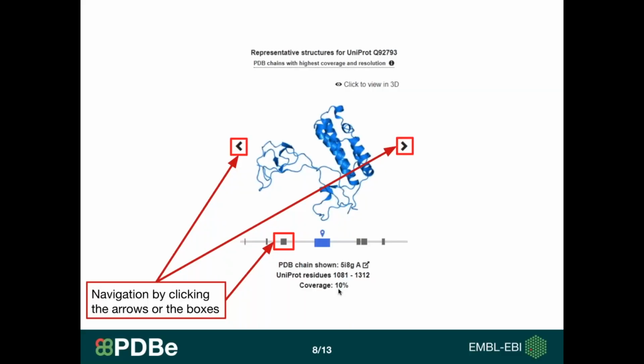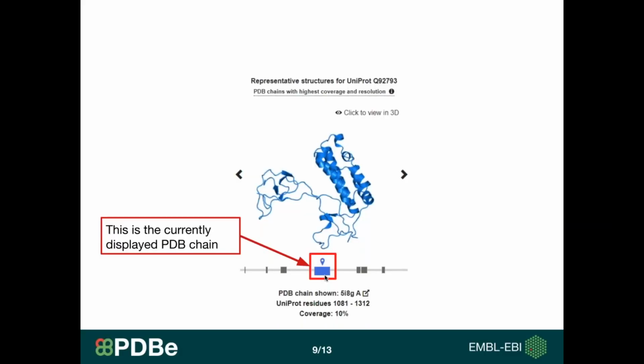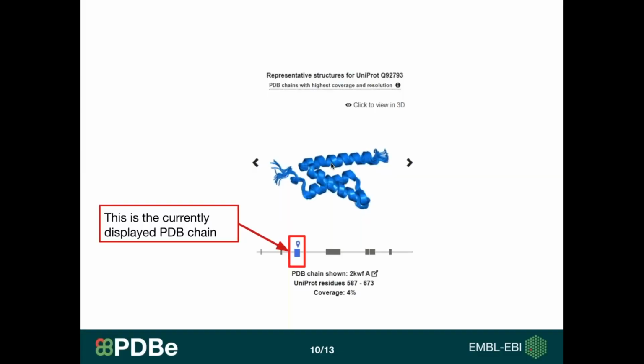There are a couple of ways to navigate between the different PDB entries mapped to this UniProt sequence. One is to use these arrows, and the other is to use these boxes. Each of these boxes represents a specific PDB chain. The currently selected one is always blue, and if you click on another one, then it will turn to that structure and show it there as well.